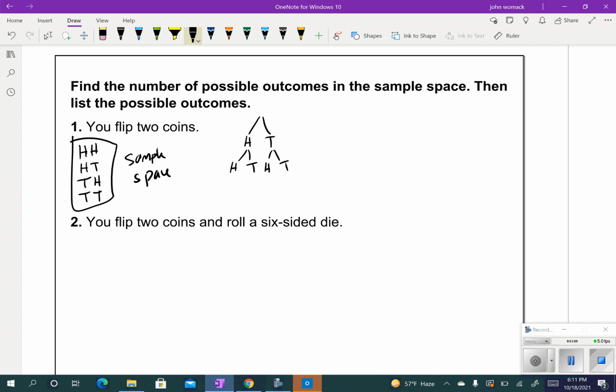Now the question itself says find the possible number of outcomes in the sample space. Well, there's a total of 4 there, right? You can really just count along the bottom, 1, 2, 3, 4, and that will tell you how many possible outcomes there are.